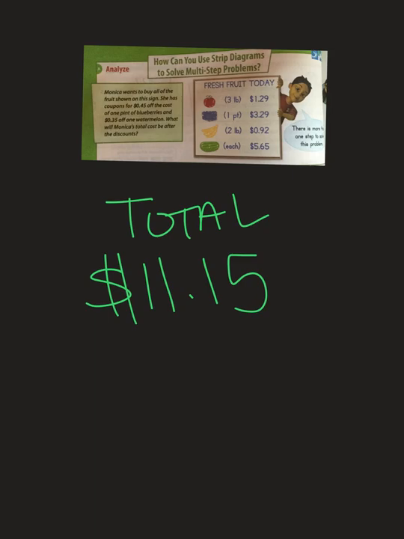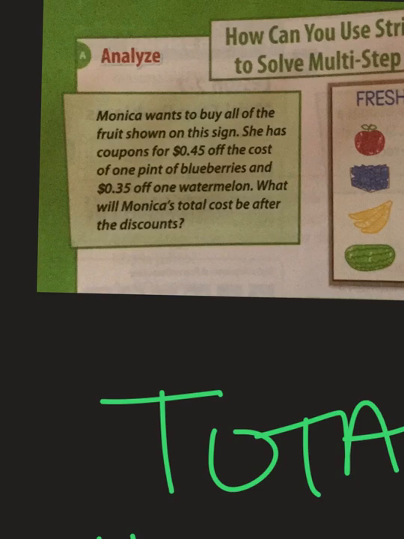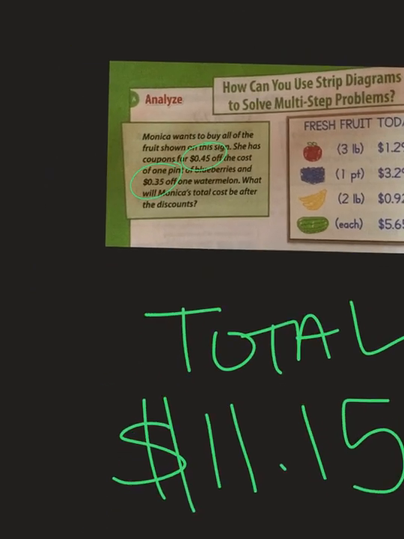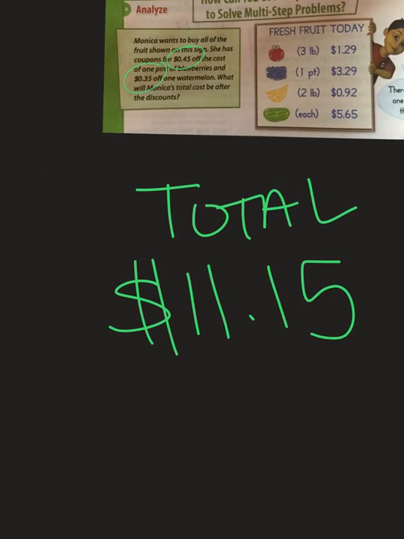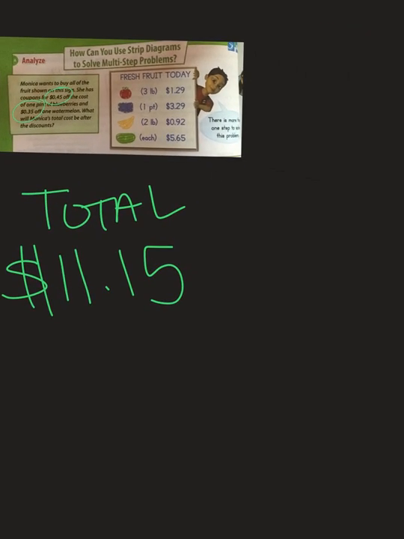But it does tell me somewhere in here that she has 2 coupons, 45 cents off and 35 cents off. So if I have 2 numbers that are both going to give me a discount, I could take this total and subtract 45 cents and then take that total and subtract 35 cents, but wouldn't it be just much easier to combine the coupons? So that's the total spent.